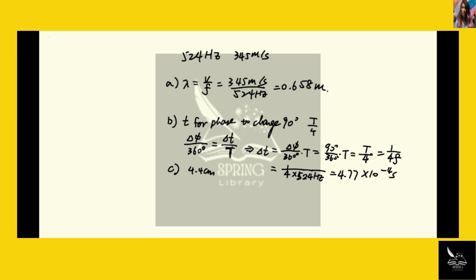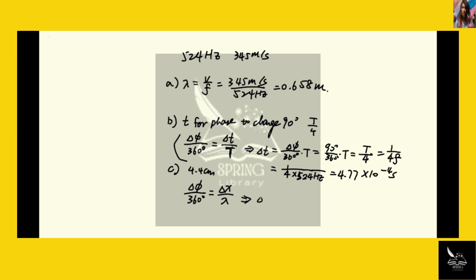Last question asks how much phase change is introduced at two points that are 4.4 centimeters apart. So we have the same relationship here: the phase difference divided by a whole phase. Previously we said it's equal to delta T over T. It's also equal to delta X over the whole wavelength.